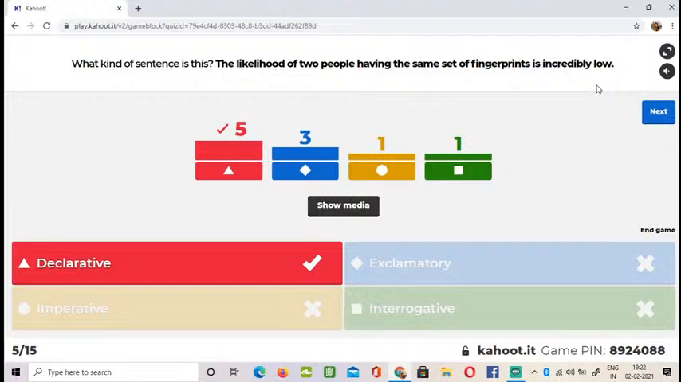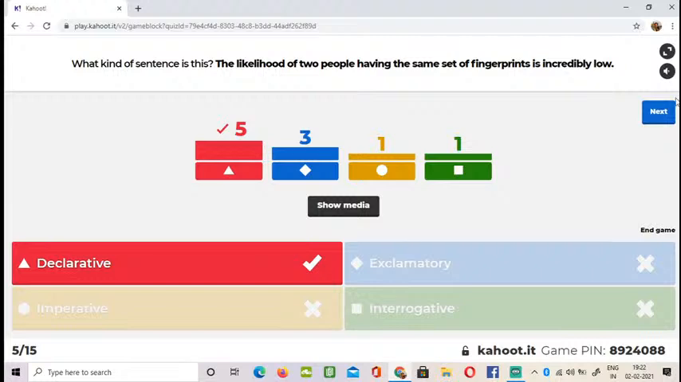Okay, why is it a declarative sentence? It is because the likelihood of two people having the same set of fingerprints is incredibly low. They are giving a statement that two persons having the same fingerprints is very rare. So it's giving us information. It's stating that, so it is a declarative sentence.